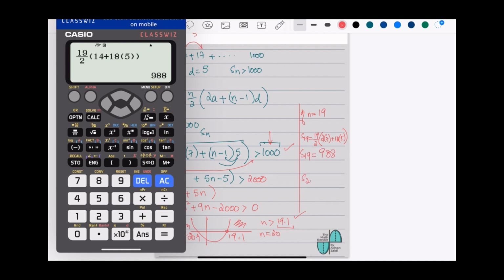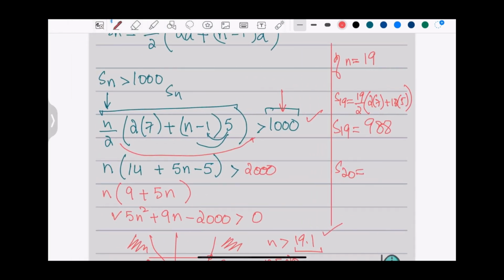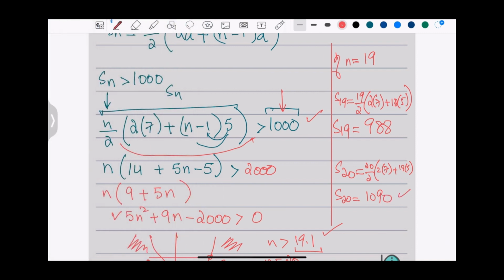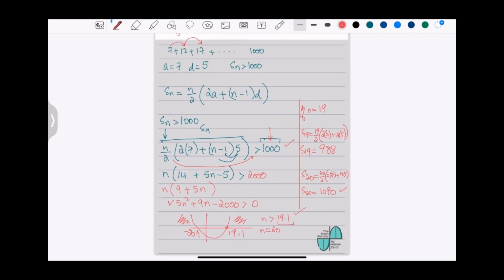And let's take out the sum of 20 terms. You'll see that it will exceed 1000. So 20 over 2, 2 times 7 plus 20 minus 1, which is 19, times 5. So as you could see, 20 terms exceed 1000, reaching 1090. So that is how you approach it.